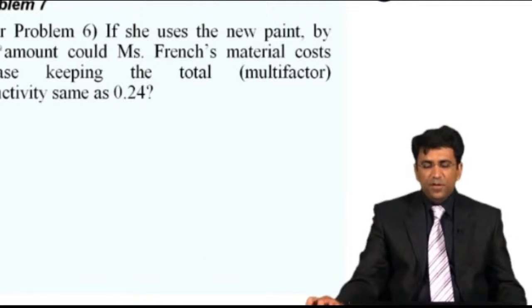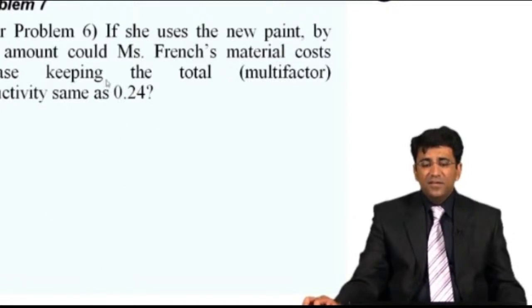This is the next problem. Again, if we refer to problem 6, if she uses the new paint, by what amount could Ms. French's material cost increase, keeping the total multi-factor productivity same as 0.24? Now this is a technical question, I would say. Now students, what is now being asked?